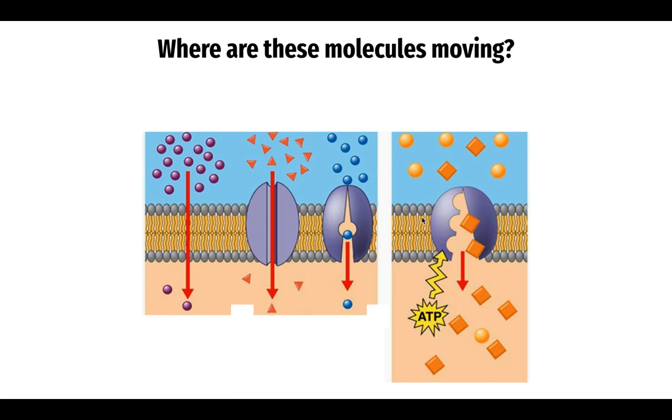Over here, this one's a little bit different. We've got two different shapes. But what I see moving directly in the picture, I see these little squares moving. I see two of them here and they're moving this way. So there's five of them here. So this is a low concentration moving towards a high concentration. And this one's different because it says this thing right here, ATP, which stands for adenosine triphosphate, which is cellular energy. And it's going the opposite direction. That's interesting.